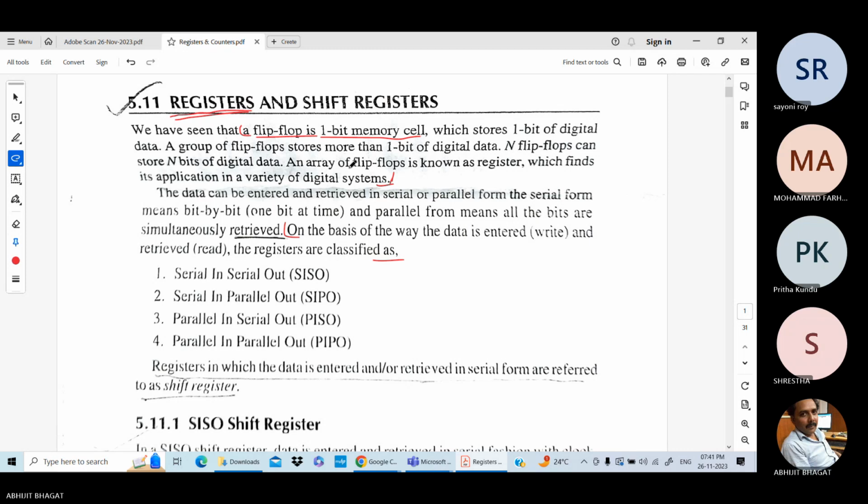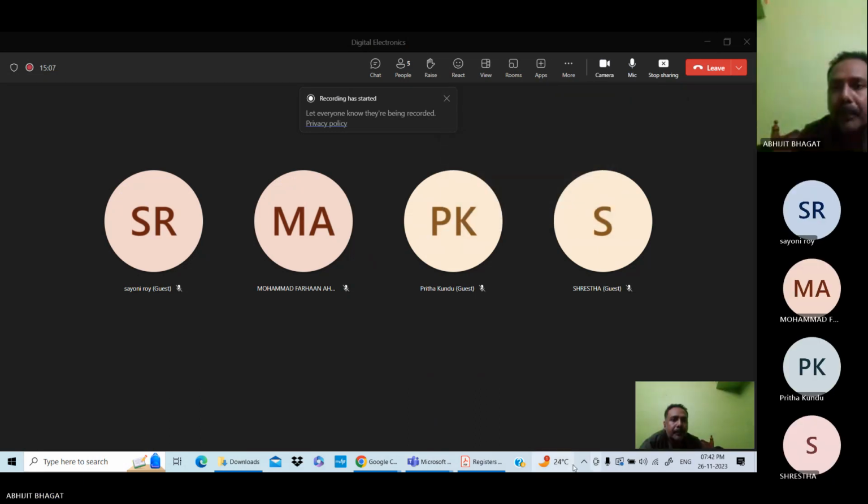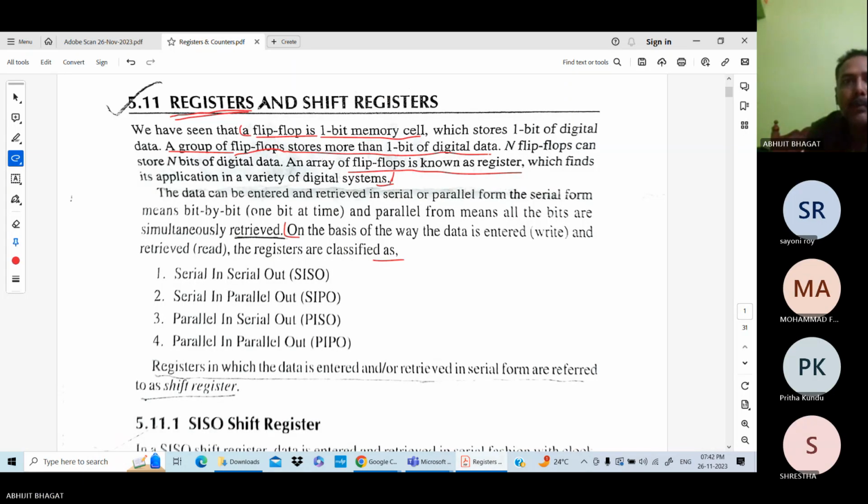So this group of flip-flops stores more than 1 bit. One flip-flop stores one bit, so for more than 1 bit, more flip-flops are required. So a flip-flop array is known as a register. That means a number of flip-flops are used for storing a number of data bits, and it is called the register. Okay, hope it is clear.